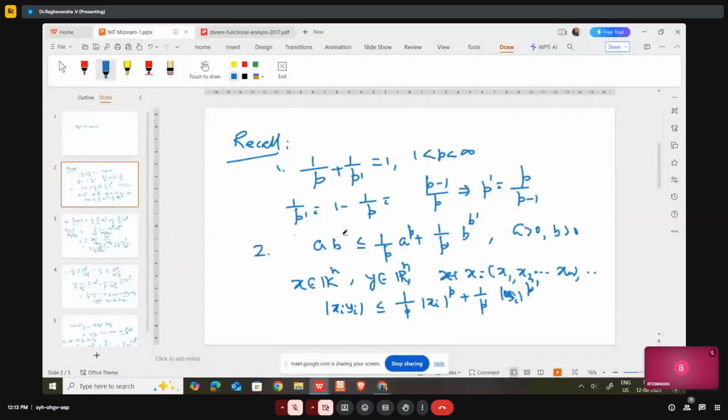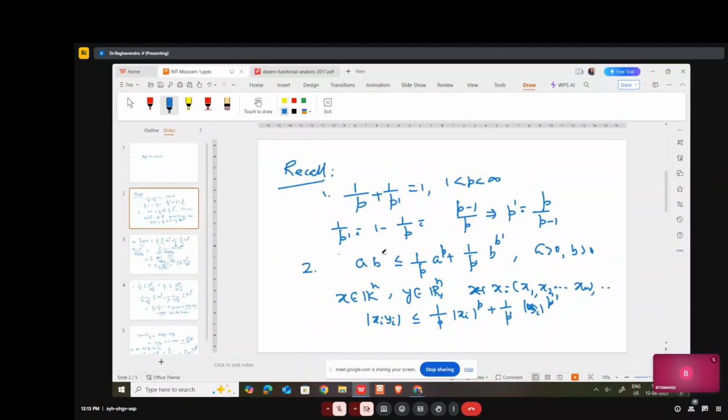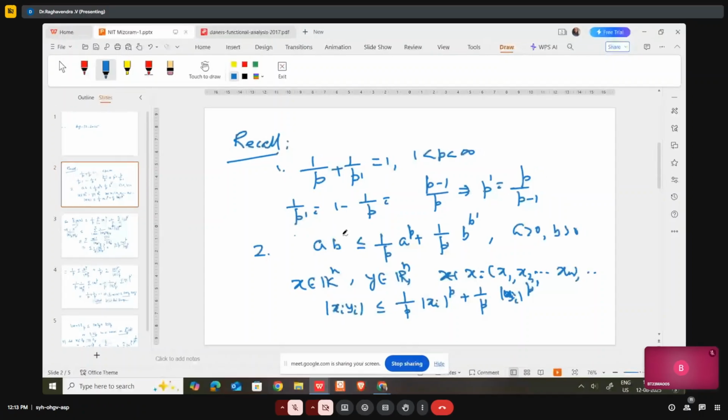What I was saying is that you take any p between 1 and infinity. These are things which may not be written in the book, so I am writing it here. 1 over p plus 1 over p prime equals 1. Then p prime is called the conjugate of p. So p is given to you. It's called an exponent.